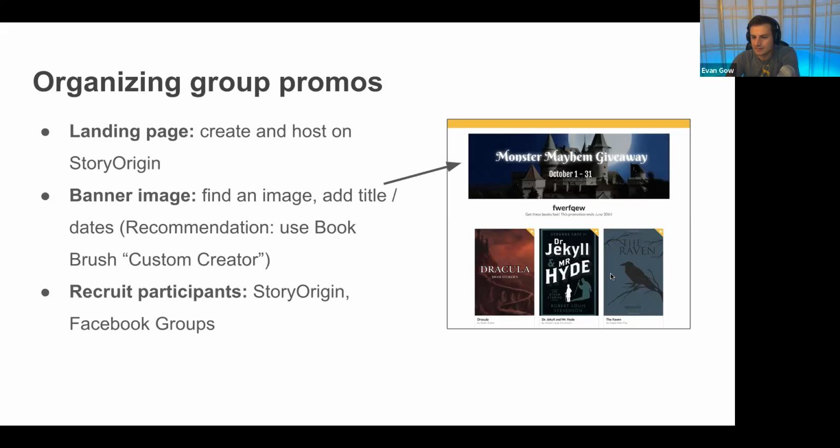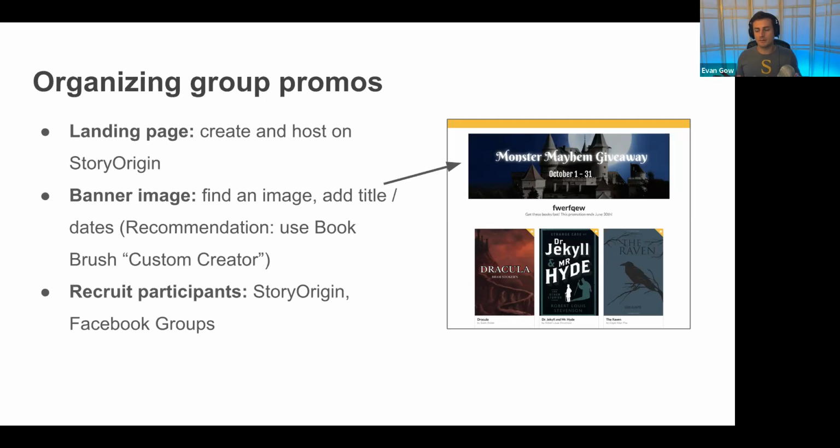Let's see. All right, I'm going to go ahead and go back to this. All right, so organizing group promos. This is one of the most underutilized big value things that you can do on StoryOrigin, is organizing your own group promos. A lot of authors won't do this because it takes a little bit of time and a little bit more work. But by being the group promo organizer, you can put your books, make sure they appear at the top of the group promo landing page.